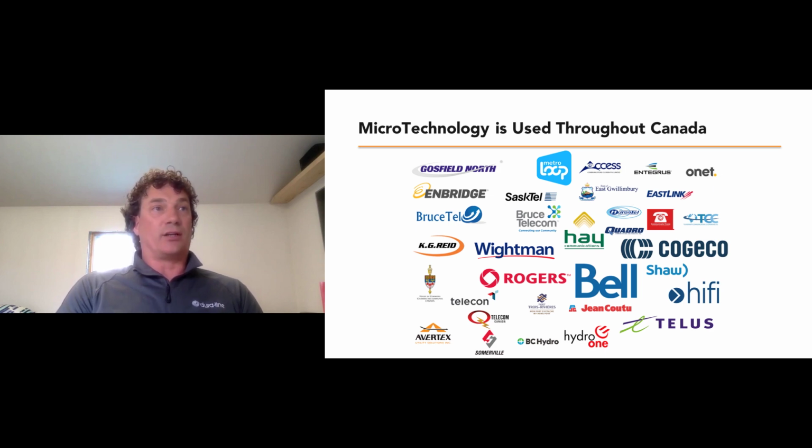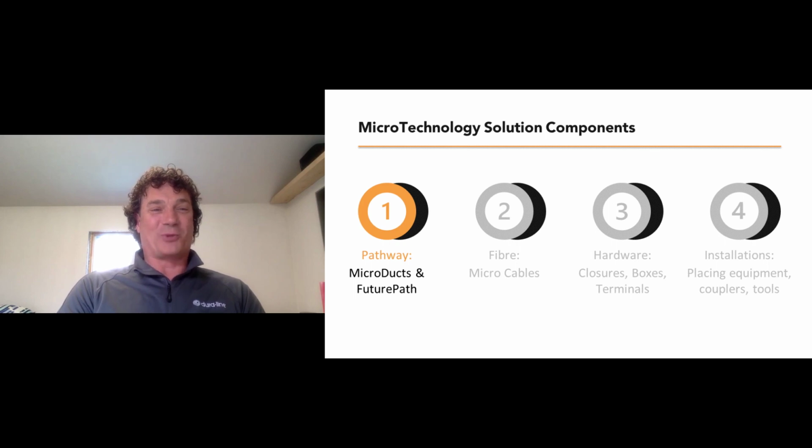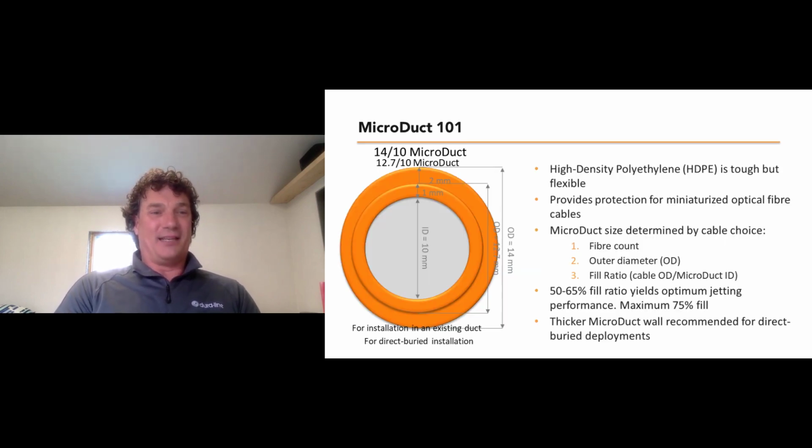So what is the Microtechnology solution? It consists of MicroDucts and future pathways with new microfiber cables that are smaller, lighter, and then smaller enclosures, hardware, and installations. We're going to talk about all of these things, but first we'll start with the MicroDuct. So what is MicroDuct? MicroDuct is made of high-density polyethylene. It's a tough, flexible product.